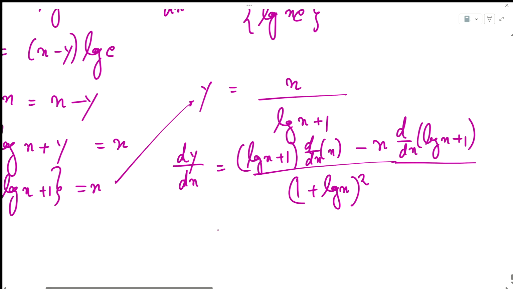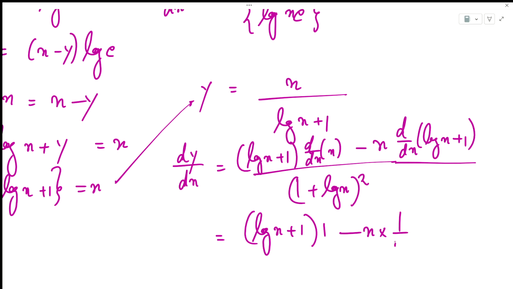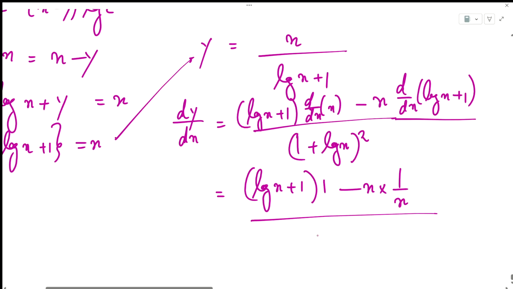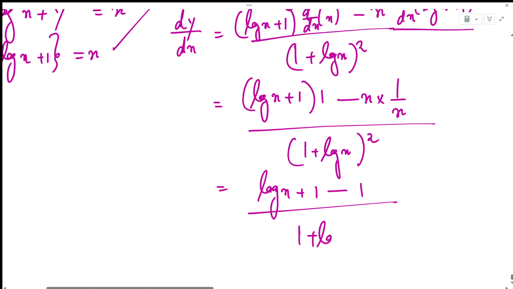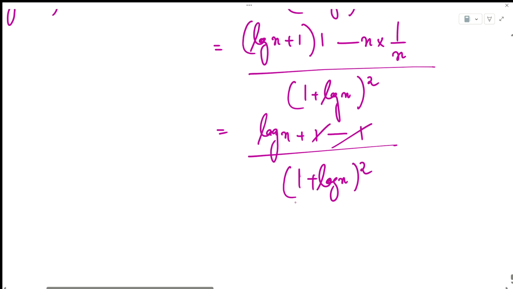So this is going to give me log x plus 1, and d by dx of x is 1 minus x into 1 upon x. And over here this will be 1 plus log x whole square. See, so this gives me log x plus 1 minus 1. So this will give me 1 plus log x whole square. So 1 and minus 1 gone. So this basically I have log x divided by 1 plus log x whole square.